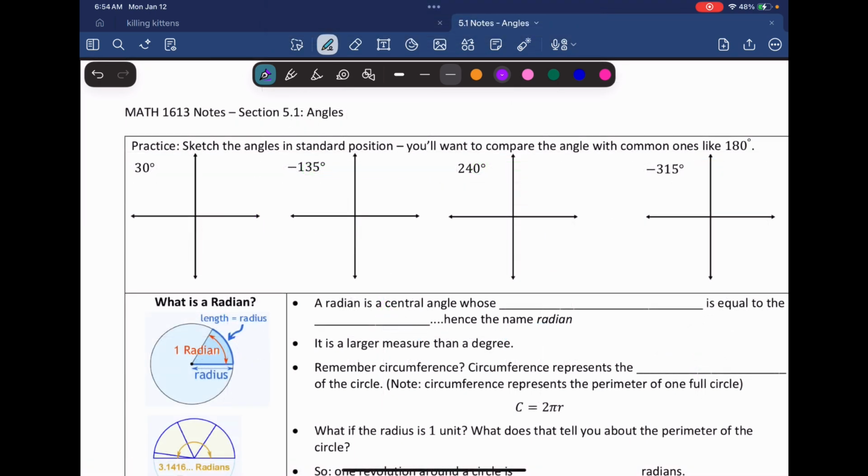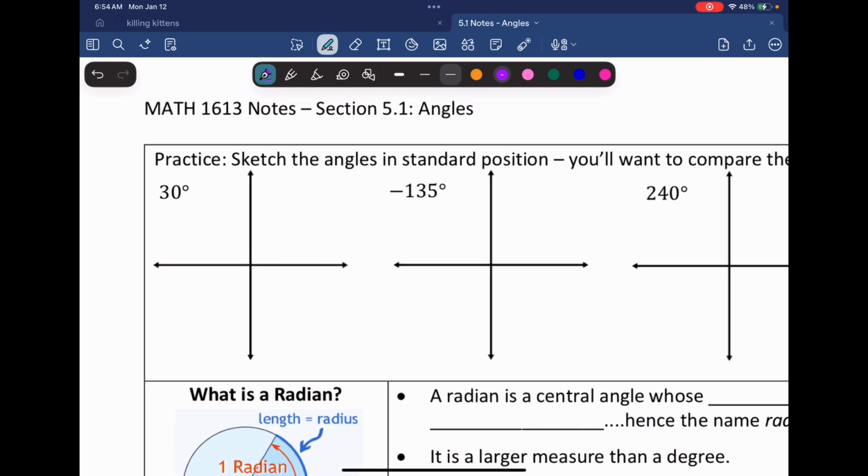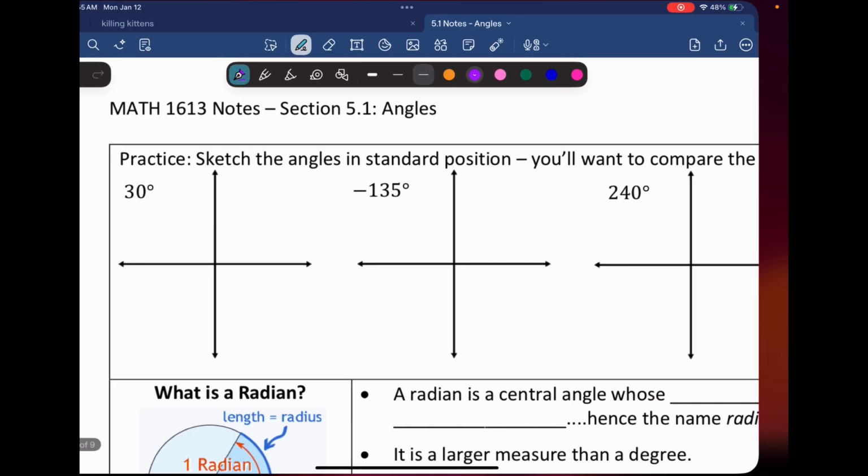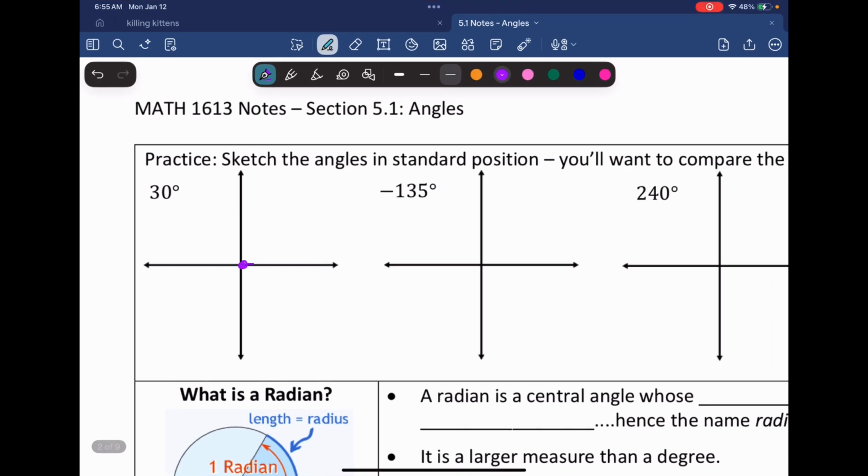All right, so sketching. If we're in degrees, we can simply compare to our quadrantal angles. Things like, is it close to 90? Is it close to 180? Is it close to 270? Is it negative? So like 30 degrees, I know that's going to be between 0 and 90 degrees, closer to 0. So we have our initial side, then we have our terminal side, and then you draw the rotation and label.